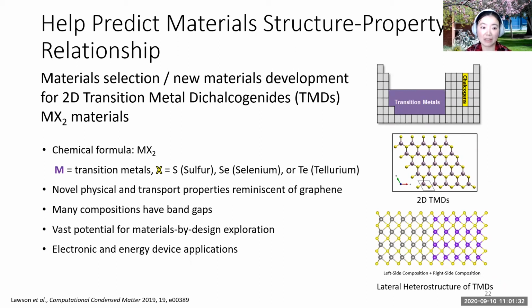This is another example in my group that we focus on, called two-dimensional transition metal dichalcogenides. The chemical formula is MX2. The M represents the transition metal. If you remember the chemical periodic table, in the middle part there are a large number of metal elements, which we call transition metals. So M stands for the transition metal, and X stands for the chalcogens. Chalcogens could be sulfur, selenium, and also tellurium.